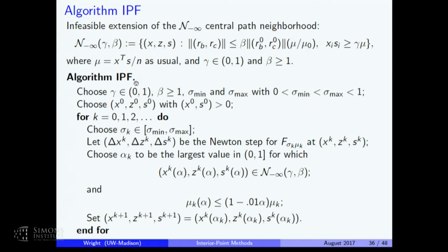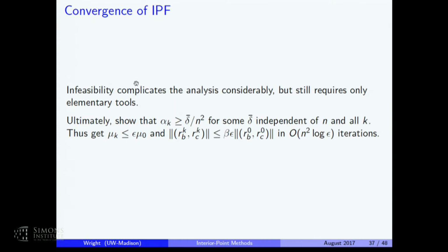All right, I'm not going to go into a lot of details in this because the spirit of the analysis kind of tracks what I did so far. It just all gets kind of messier because of the need to deal with the residuals as well. But in the end, you're able to show that the steps that you can take are greater than some multiple of 1 over n squared, and that leads to this order n squared log epsilon type iteration complexity.